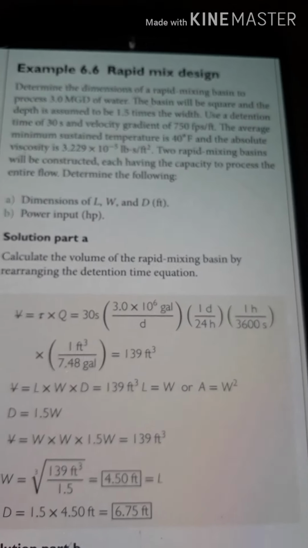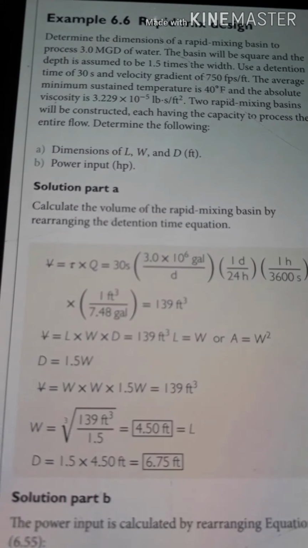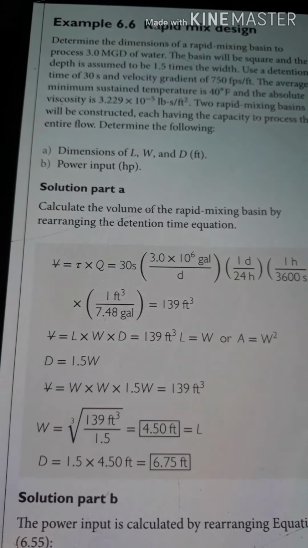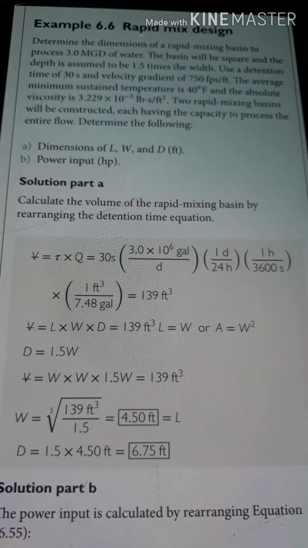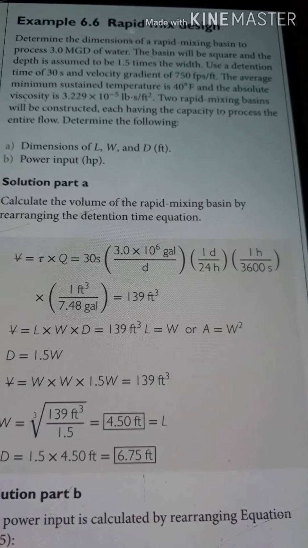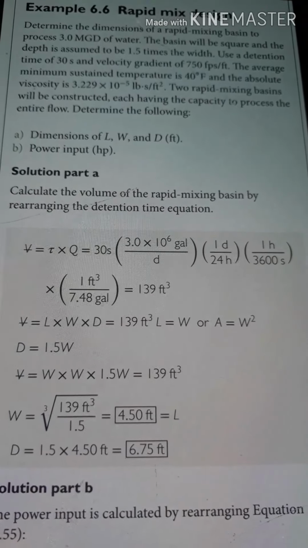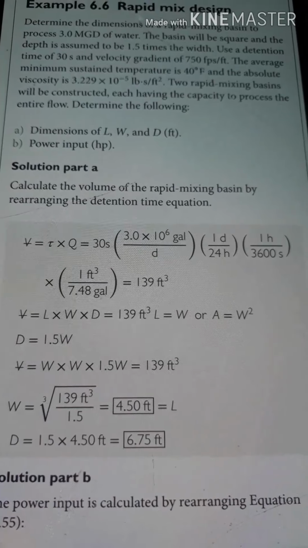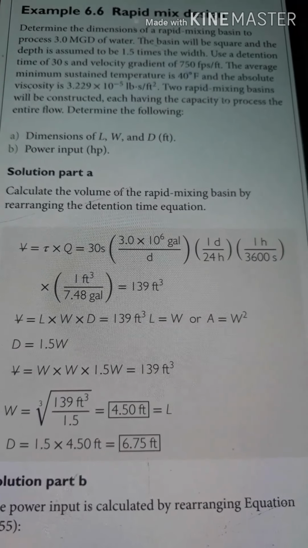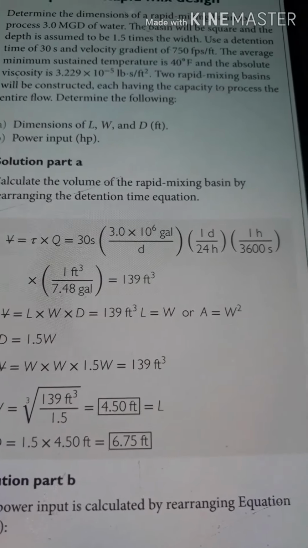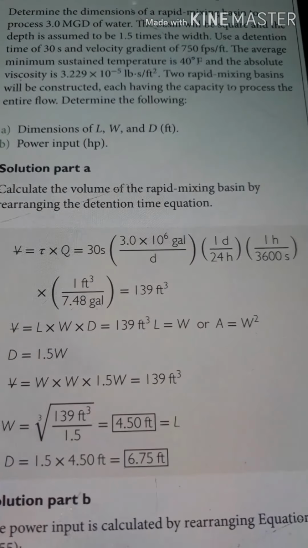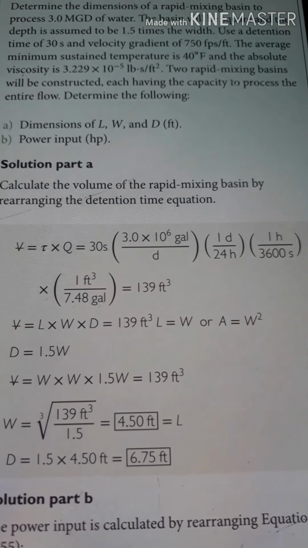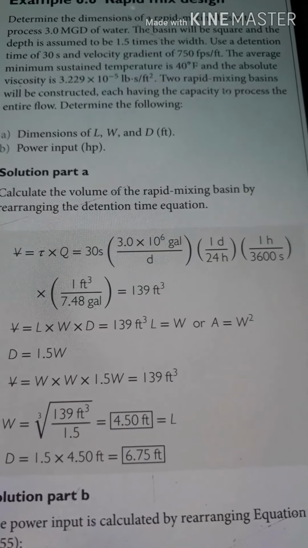So, we just plug in the values. Our detention time is 30 seconds. Then we put in our Q, the volumetric flow rate. Then we also put the conversion factors there so that the units fit, because the units are what we need: the day is 24 hours, and then 1 hour is 3,600 seconds, and so on and so forth. This indicates that the volume of our tank is 139 cubic feet.